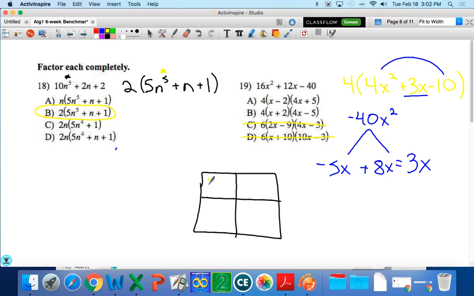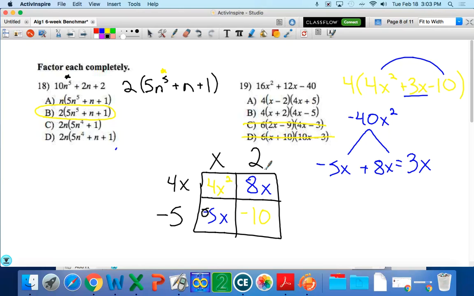Our first term was 4x squared. Our last term was negative 10. The found pieces in the middle were negative 5x and 8x. We get a 4x across the top row. We get a 5 across the bottom row, and because that's negative, it makes that one negative. We get an x here. The largest number we can take out of both of those is a 2. This is positive, so that's positive.